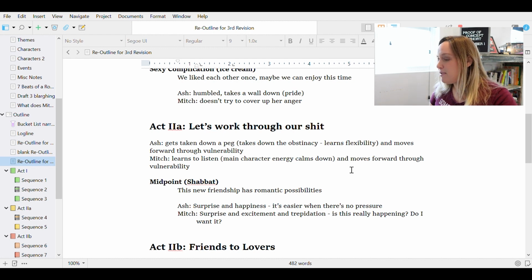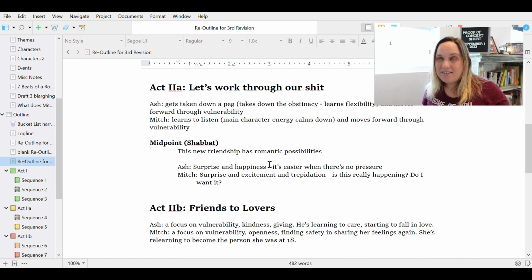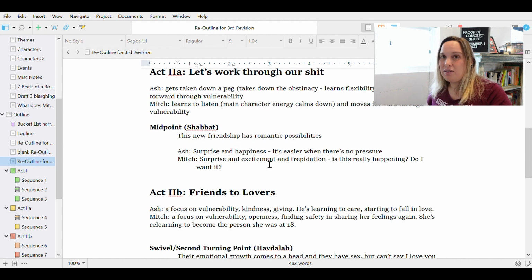Now here's where one of the big changes happens. And part of this is because when I was reading through my script, I realized the Shabbat point. Shabbat is the Jewish Sabbath, and there are some rituals and songs that go along with it, and I included that in the script. In the script, Mitch and Ash end up having this wrestling tickle fight that turns a little bit sexual. Not in a weird way, just a normal way. Just cute wrestling, like, uh-oh, maybe we got a little too close here.